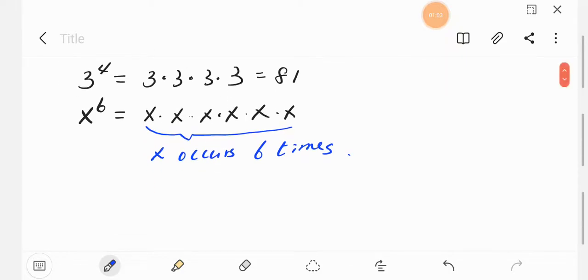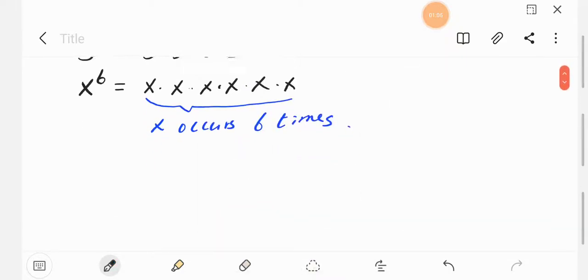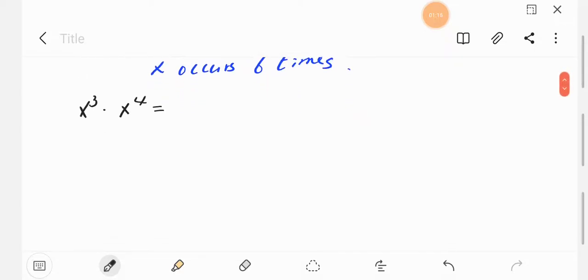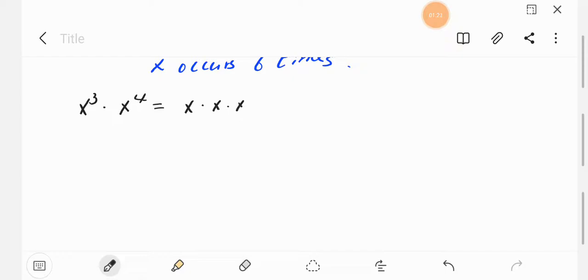Okay, then how about this one? Here is x cubed, and I want to multiply this by x to the 4th power. Then what will be the result for this case? The first factor is x multiplied 3 times, right? And the second factor is x to the 4th power, so this time x is multiplied 4 times.